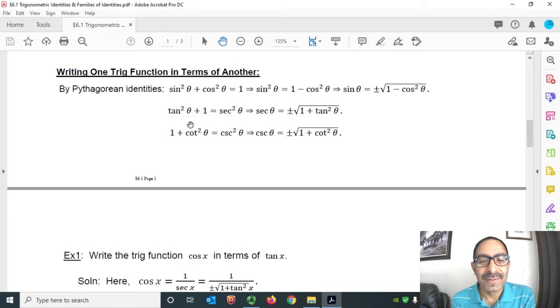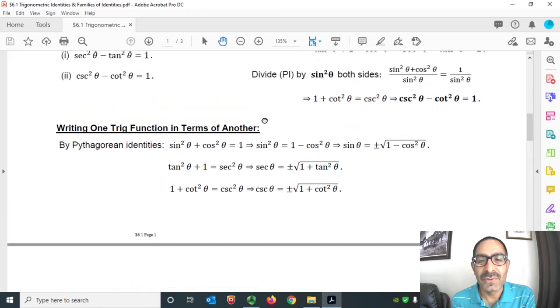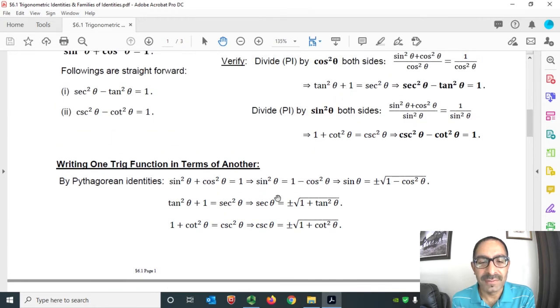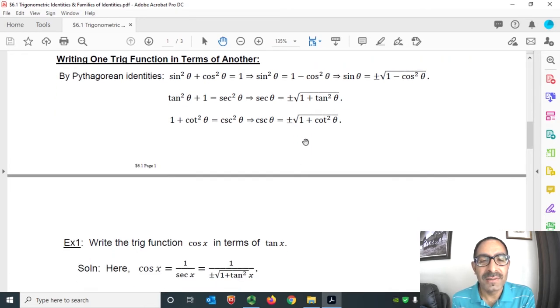Next, from this trigonometric identity, tan square theta plus 1 equals secant square theta, which we have here, then take the square root of both sides. It gives us secant theta equals plus minus radical 1 plus tan square theta. And similarly, by taking the square root on this trig identity, 1 plus cotangent square theta equals cosecant square theta, we will have cosecant theta equals plus minus under the radical 1 plus cotangent square theta. I hope this identity makes sense to you all. So now let's move on.